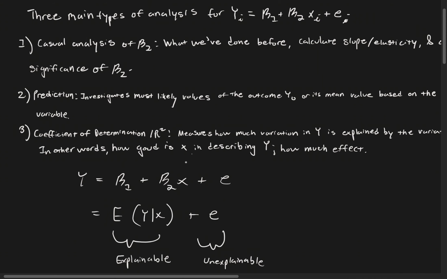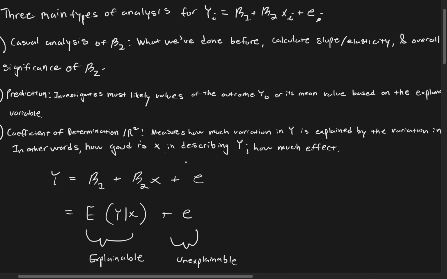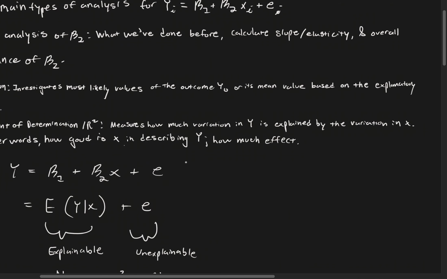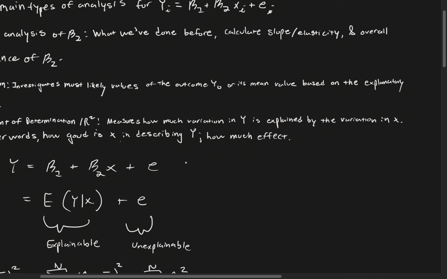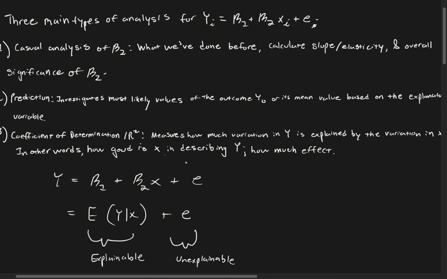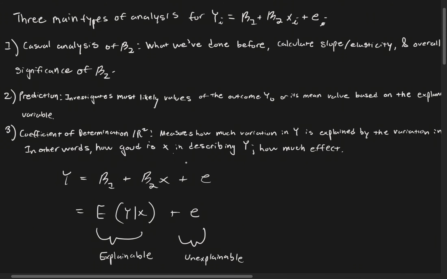And then finally, what I'm going to go over today is the coefficient of determination, or the R squared. And basically what that does is it measures how much variation in y, the dependent variable, is explained by the independent variable. So how much of x actually describes y, or how much effect there is. Note how that's different from the casual analysis, because all the casual analysis is saying is what the slope is.